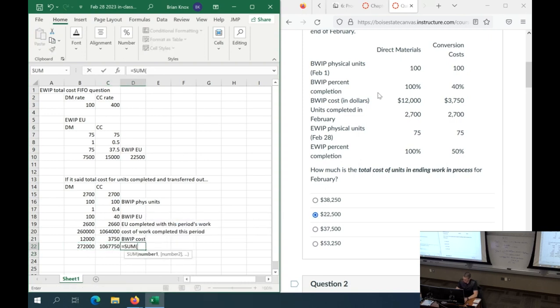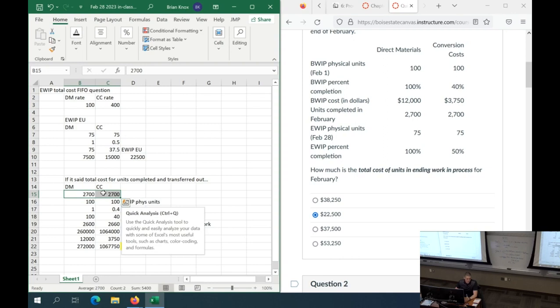And now we can sum the total. Okay, so unless I've missed something, this should be the answer if it were to ask you the cost of units completed and transferred out. So we have to start with units completed. That's the number of units we're going to be charging. This is the number of units that were completed.